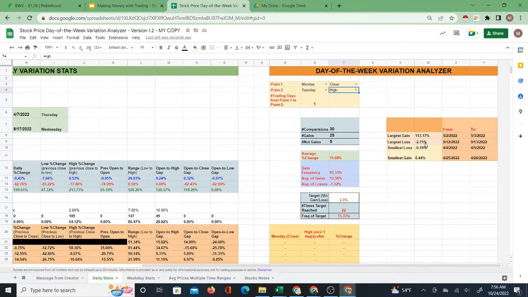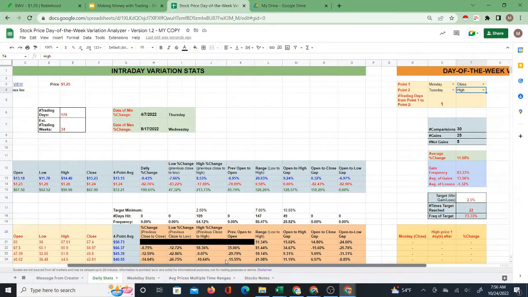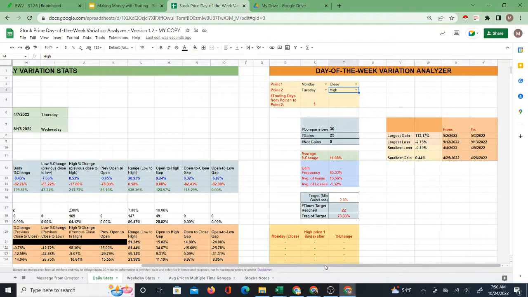That's nothing. The smallest loss it ever had was minus 0.19. That's the smallest, the least it ever lost when it lost. And the smallest amount it ever gained was 0.44. Okay. So this is also interesting because it shows that from Monday's close to Tuesday's high, for the past, really the whole history of this thing since it's been around, which is still under a year, that it has never lost more than this. This is the most it ever lost.